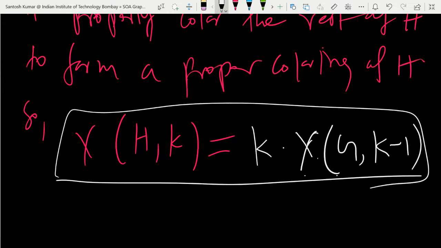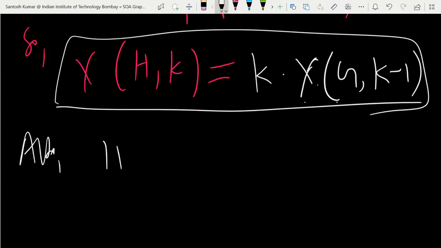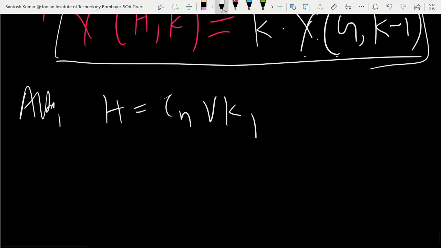Now the next part of the question is, in particular, if H is Cn join K1. Cn is the cycle of n vertices, so you can take a cycle of n vertices.